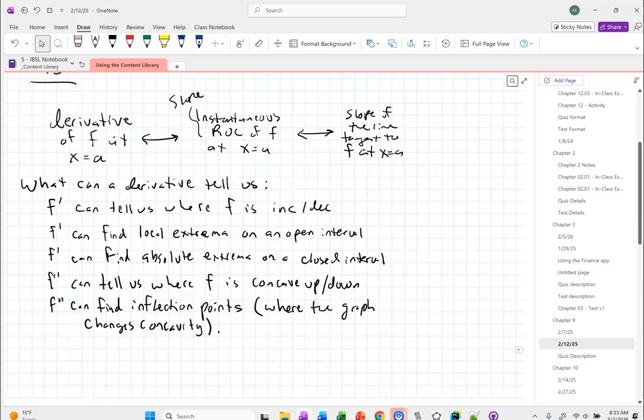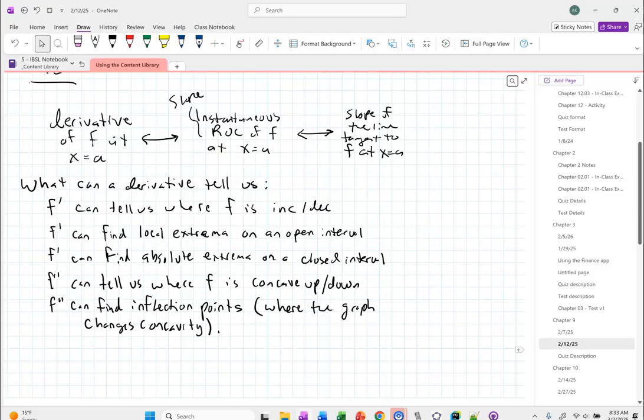Additionally, if I look at the rate at which the slope is changing, that can tell me about the concavity. So the second derivative of f can tell me whether my function is concave up, like a cup where it would hold water in it, or concave down, like a hill where the water would run off if you poured it on it.